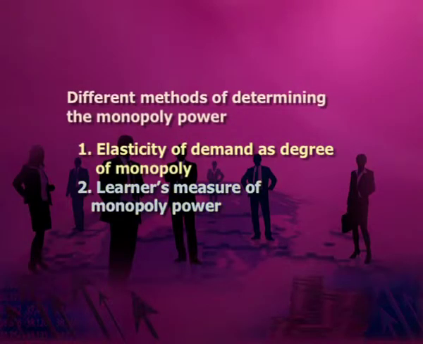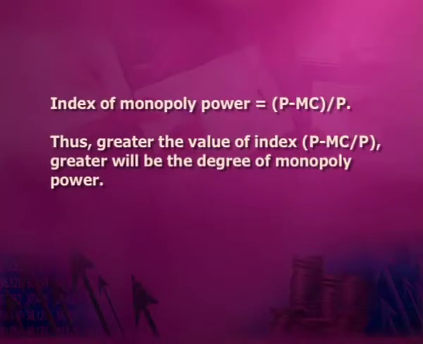Second is Lerner's measure of monopoly power. As per Professor A.P. Lerner, pure and perfect competition is the state of social optimum or maximum welfare, and any departure from it would indicate presence of monopoly power, leading to improper allocation of resources or a state of less than social optimum. Based on this, index of monopoly power is equal to P minus MC whole divided by P. Thus, the greater the value of the index (P minus MC) divided by P, the greater will be the degree of monopoly power.